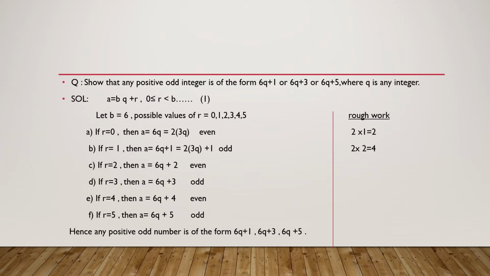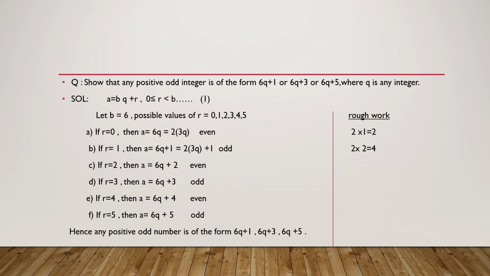Show that any positive odd integer is of the form 6q plus 1, 6q plus 3 or 6q plus 5, where q is any integer. इस क्वेश्चन में हमें ये शो करना है कि पॉजिटिव ऑड इंटीजर जो है इस फॉर्म में होगा. तो सेम अगर हम दो नंबर्स a एंड b लेते हैं और a को b से डिवाइड करते हैं तो q will be the quotient and r will be the remainder.